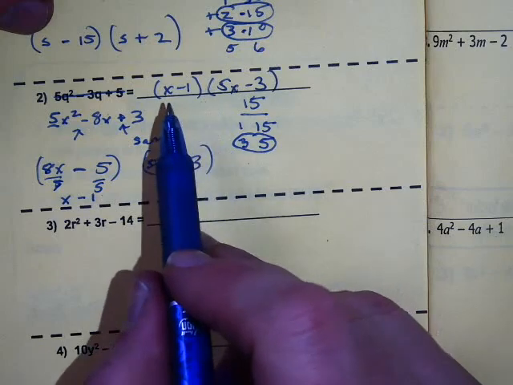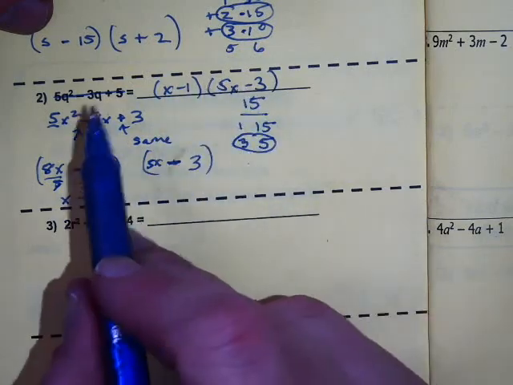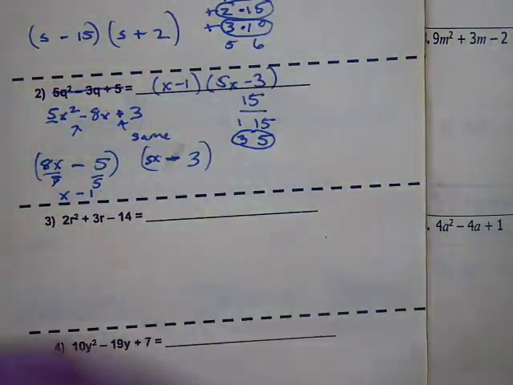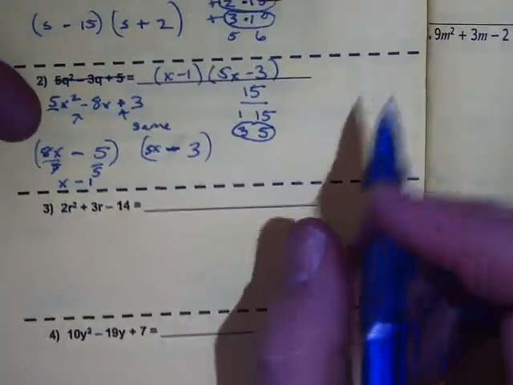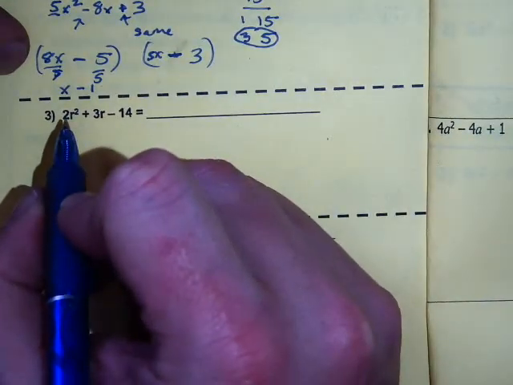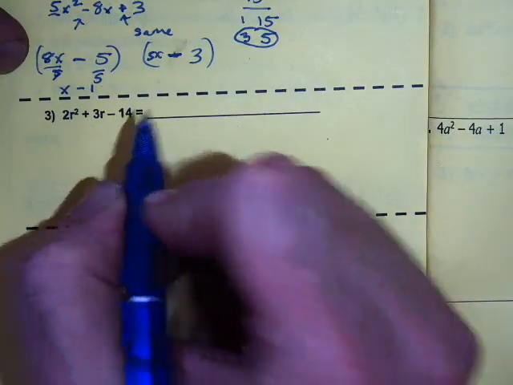Now, just understand though that if I were to FOIL this, it would be my original answer, which is what we've been practicing. Okay. See a few more examples. Number three, I got this 2r squared and this 14.